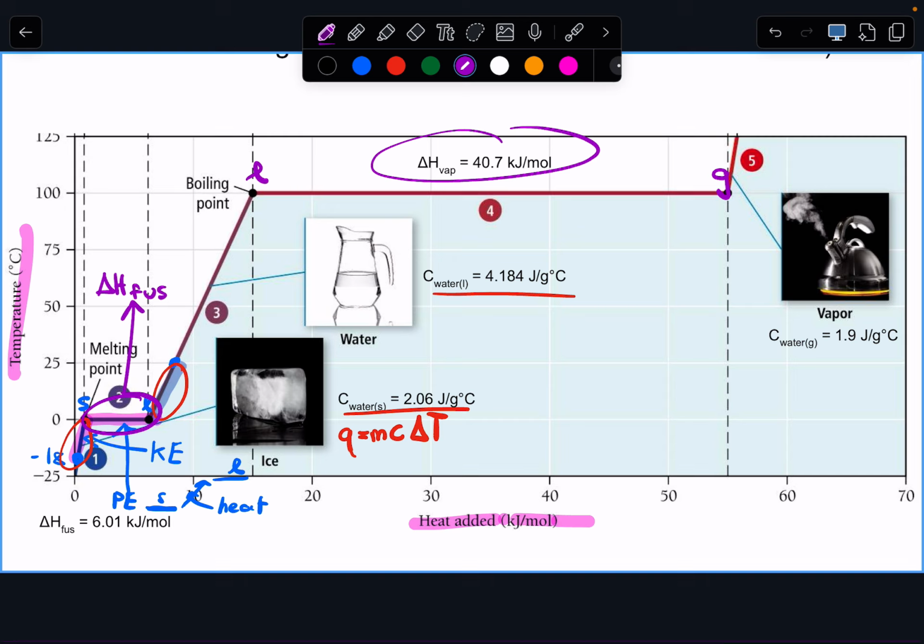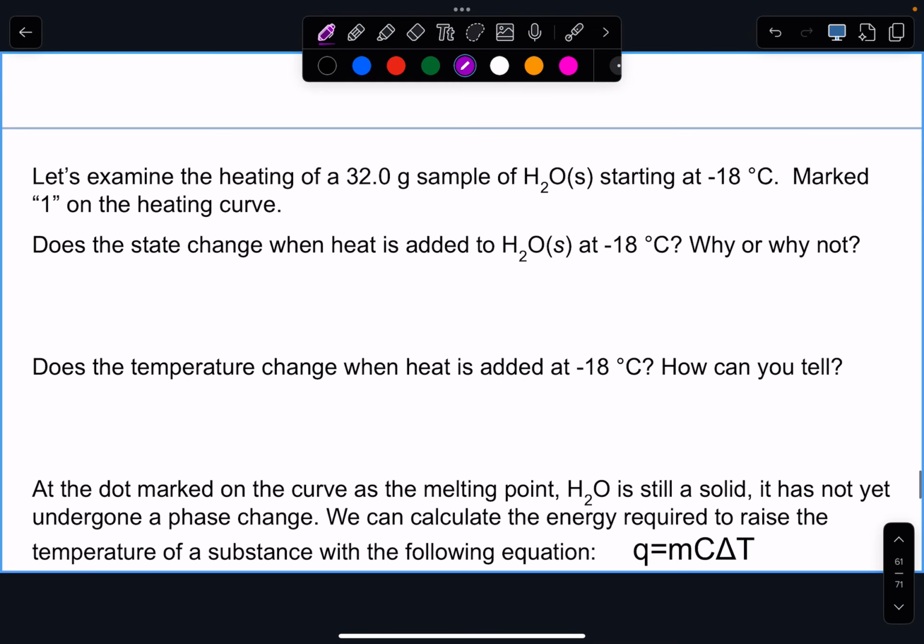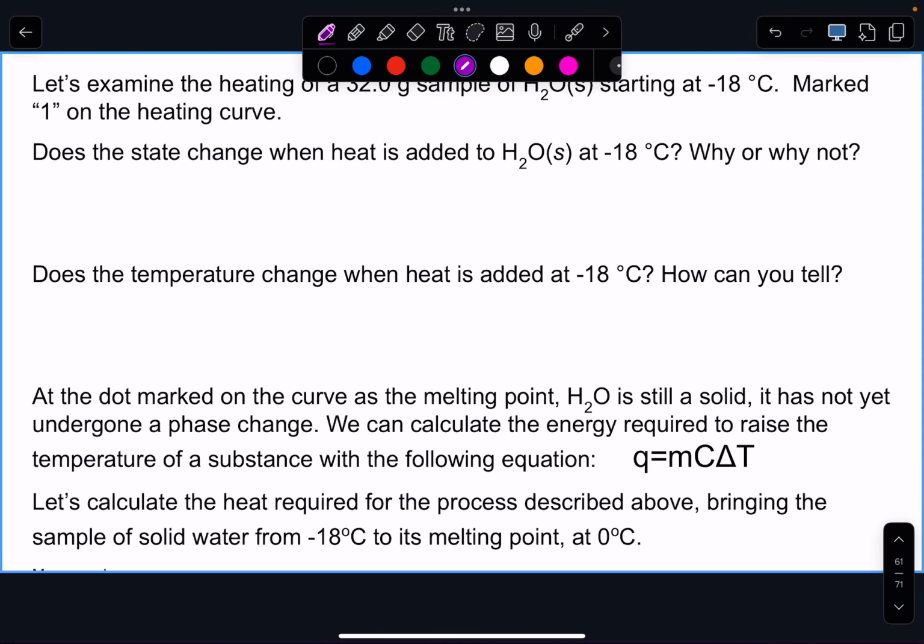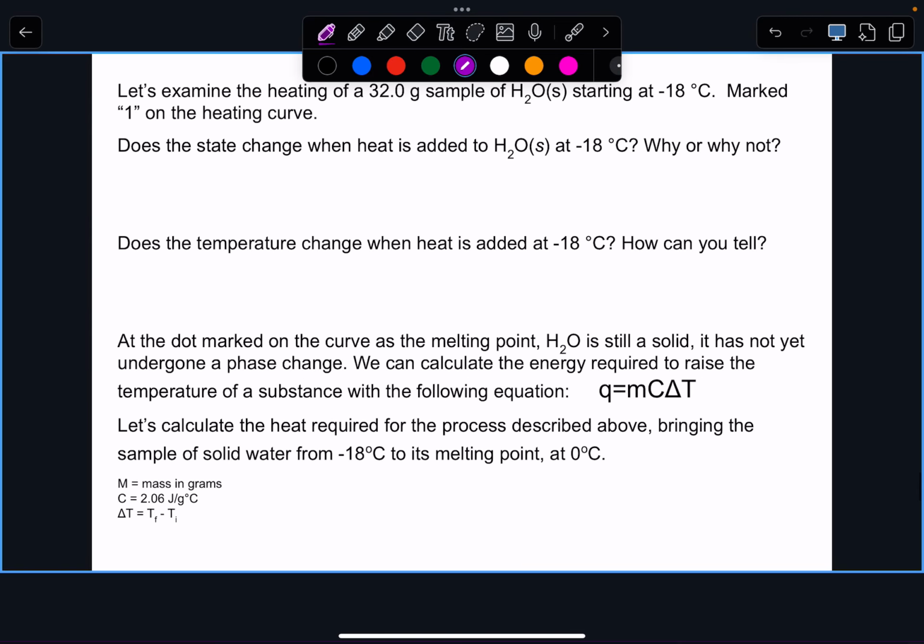Okay, so let's have you guys work with your neighbors, independently, whatever, and work through the next page of questions. It's a couple concept questions and then a calculation. What we're going to do is treat all three of these segments separately, so like temperature change, phase change, temperature change, and then put them all together.